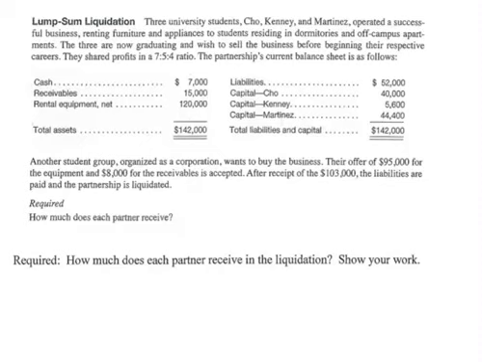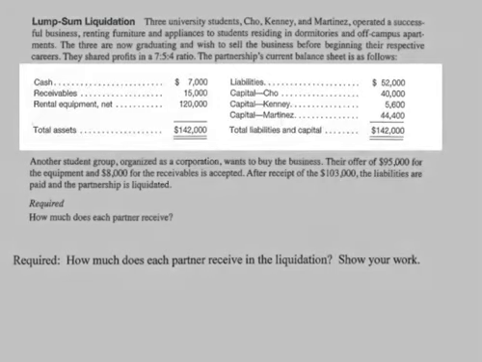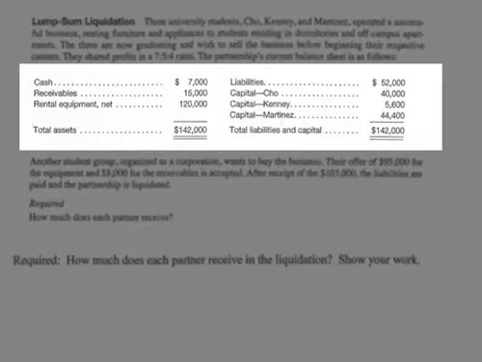Here's the partnership's current balance sheet. They've got a little bit of cash. They have some accounts receivable that are owed, I guess, from some of their student customers. And they have a lot of rental equipment, shown net of depreciation. Over on the other side, they've got some liabilities to the bank, and then each partner has a capital account.